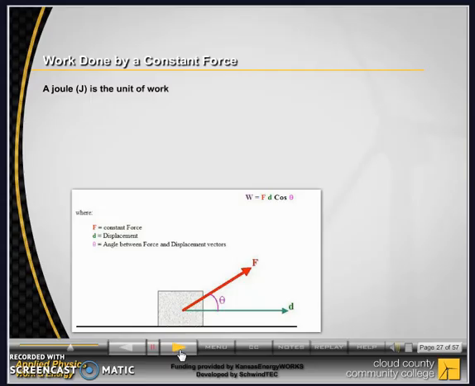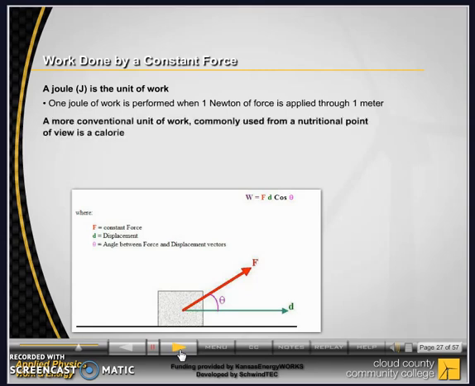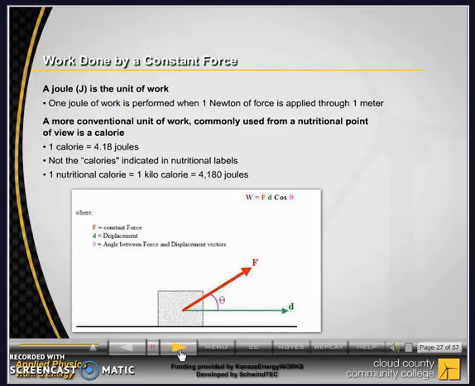A joule is the unit of work. 1 joule of work is performed when 1 Newton of force is applied through 1 meter. A more conventional unit of work, commonly used from a nutritional point of view, is a calorie. 1 calorie equals 4.18 joules. This, however, should not be confused with the calories indicated in nutritional labels. There, 1 nutritional calorie equals 1 kilocalorie equals 4,180 joules.